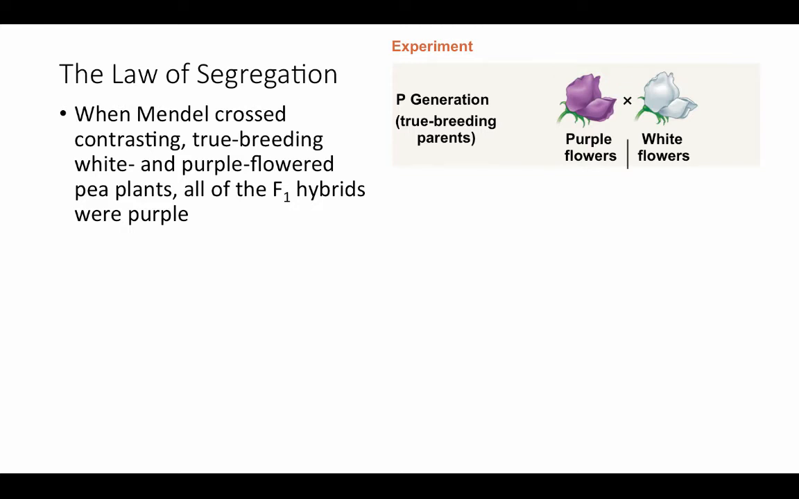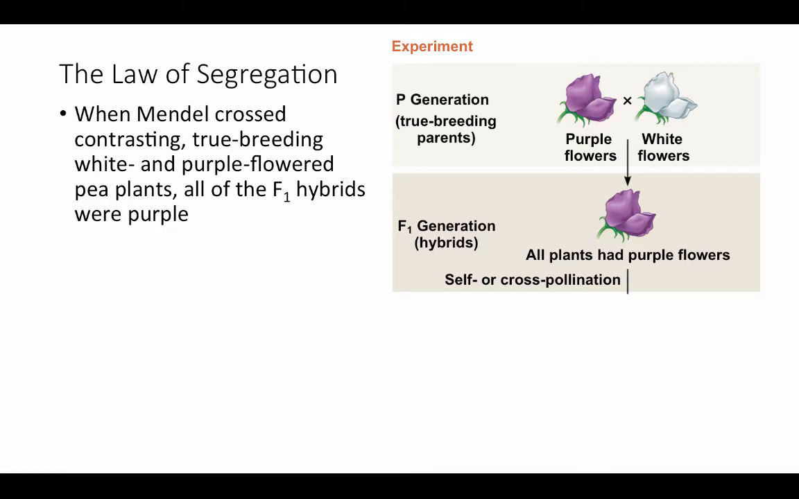So we start with this P generation. We're going to use flower color in our example, using true breeding purple and true breeding white flowers. When Mendel crossed contrasting true breeding white and purple flowered pea plants, all of the F1 hybrids were purple. Every single one of them, and the purple was indistinguishable from the purple of the parental generation. If he had stopped there, we wouldn't really have learned very much. We don't know if this white has been completely obliterated, if it somehow mixed in with the purple and just can't be detected. We don't know what happened to this white based on just this one generation.